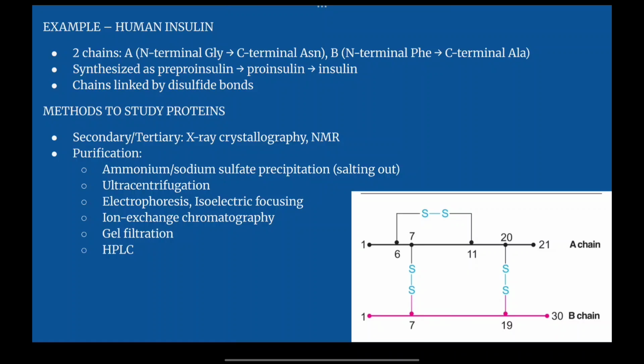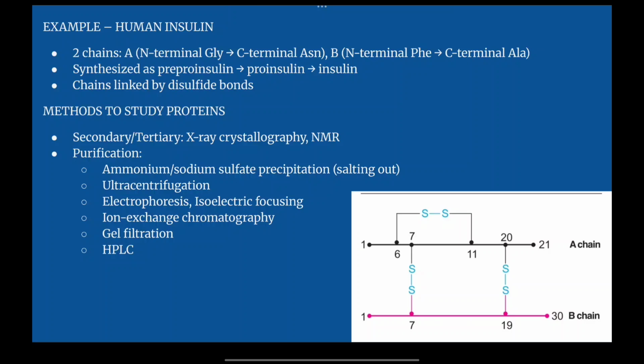So human insulin has two chains, with the A chain having N terminal glycine and C terminal asparagine, and the B chain having N terminal phenylalanine and C terminal alanine. So these are the two chains A and B with N terminal and C terminal as mentioned, and hence human insulin is synthesized from pre and pro insulin. The pro insulin is formed, then insulin is formed.